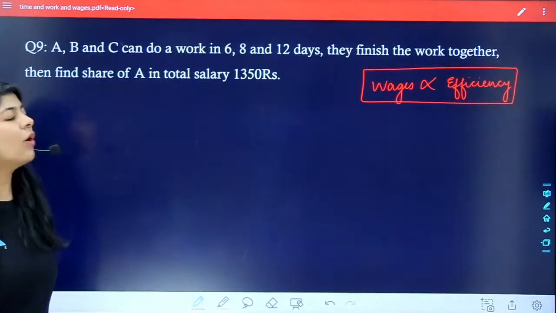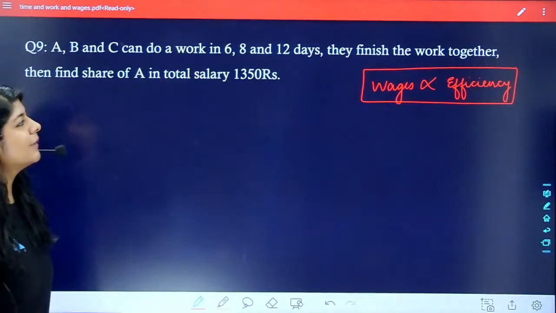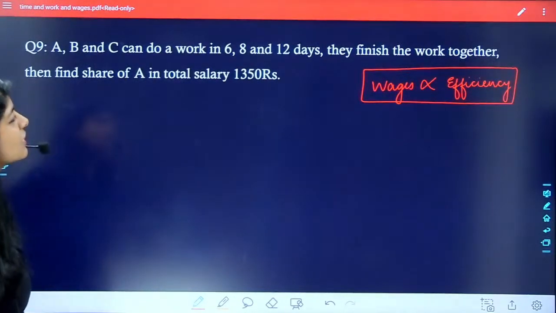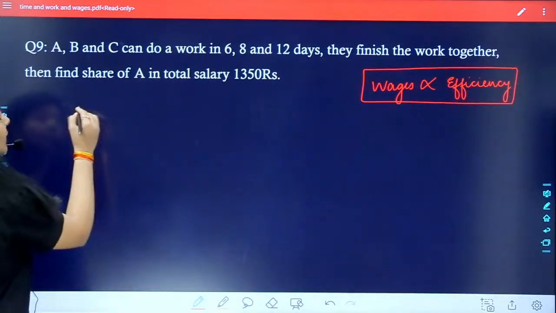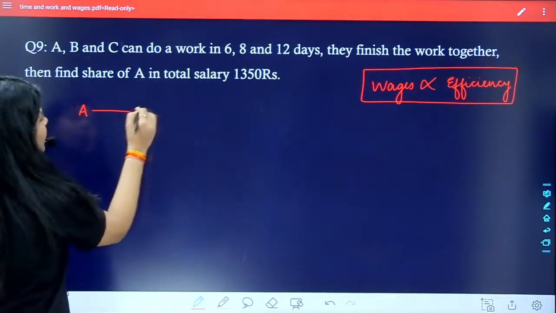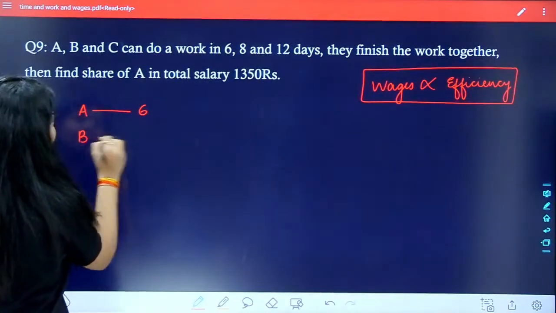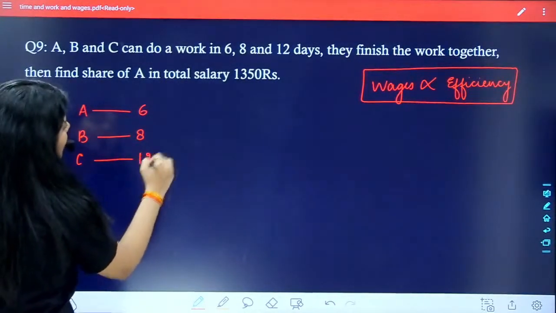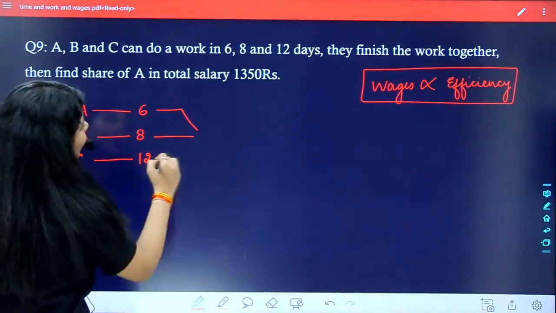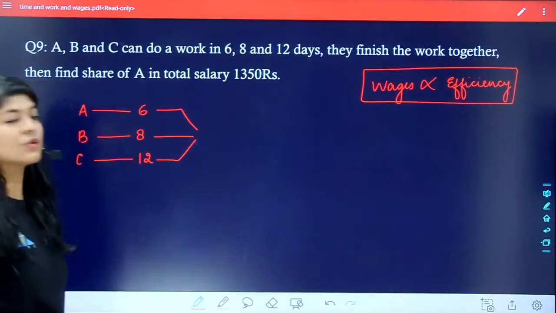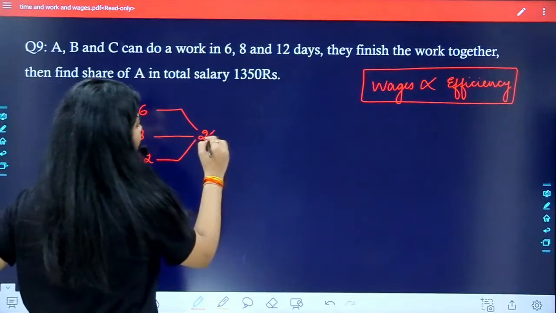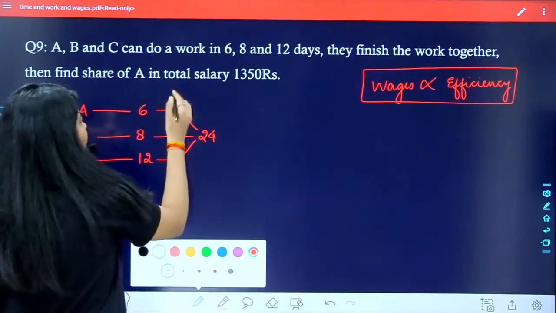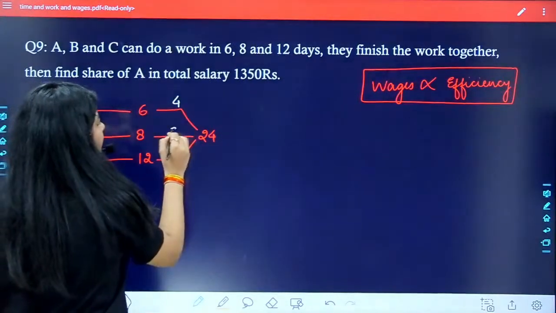First, we have to follow the initial, or we can say the basic procedure, and after that we have to find out the efficiency ratio among A, B, and C. It is given that A can do some work in 6 days, B can do the same work in 8 days, and C can do the same work in 12 days. So first we have to find out the LCM, or the assumed work, and that is equal to 24.